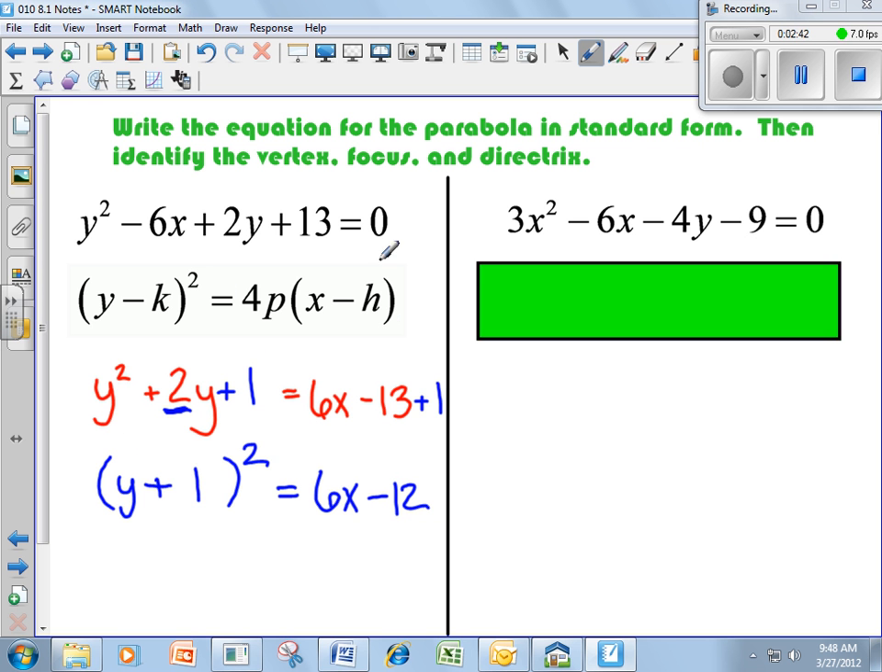Now, the right is where we still need to do some work to get into the standard form, because we always want that 4p quantity to be outside of our parentheses and then just an x minus h left over. So I need this to just have a 1x, so that means I need to take this entire 6 out. Luckily, this works out nicely, and 6 comes out of 12 evenly, so I don't have to worry about fractions here. And this would be my standard form for a parabola.